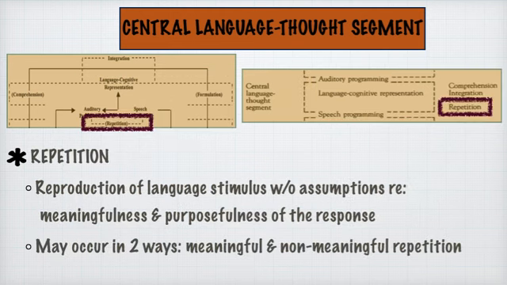Next, we have repetition. So, in repetition, it is the reproduction of language stimulus without assumptions regarding meaningfulness and purposefulness of the response. Okay, it may occur in two ways. First is meaningful repetition. Second is non-meaningful repetition.